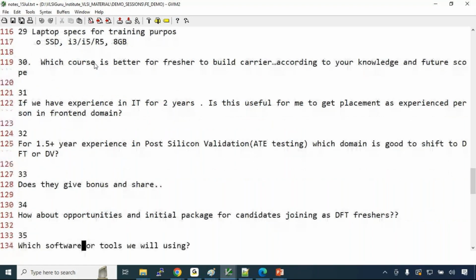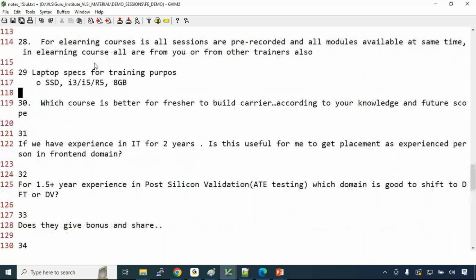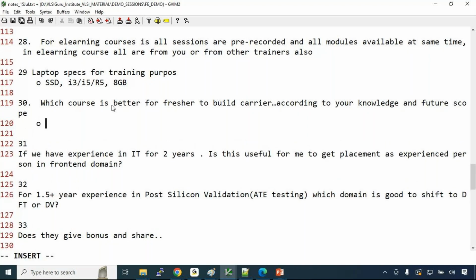Let's answer this question: which course is better for freshers to build a career, according to your knowledge, future scope? See, VLSI is about making chips, right? You think from that perspective, everyone is required in the process. You need an RTL engineer, a verification engineer, a physical design engineer. So as long as the VLSI domain is good, career jobs will be there.